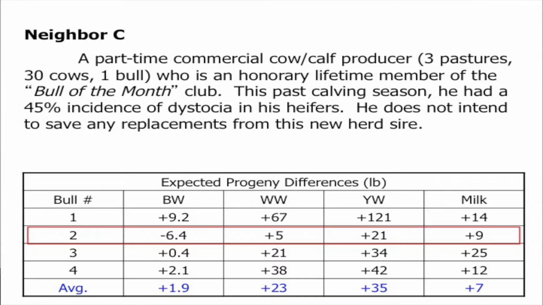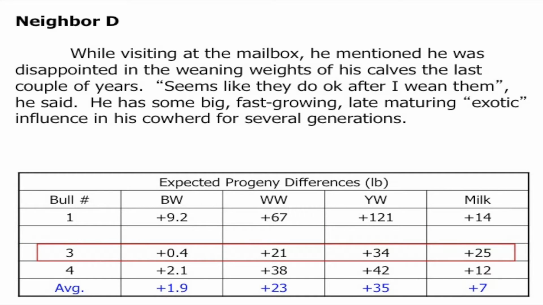The next neighbor, neighbor D, is a little disappointed in the weaning weights of his calves the last couple of years. Seems like they do good after he weans them. He's got some big, fast-growing, late-maturing, exotic or continental type cows, and he's had those for several generations. So he's mostly got continental kind of cattle.